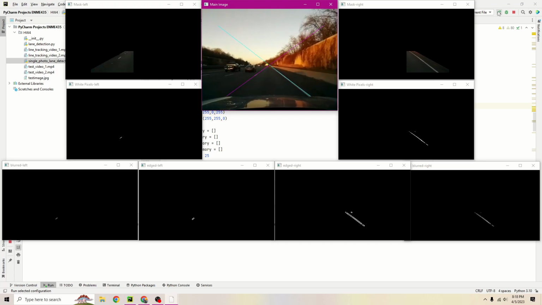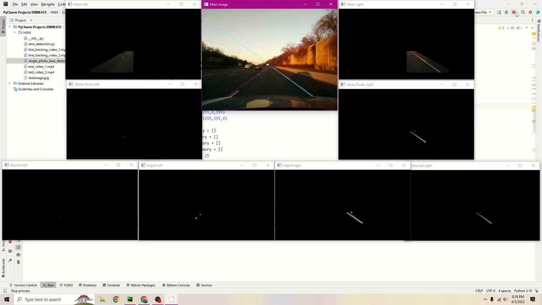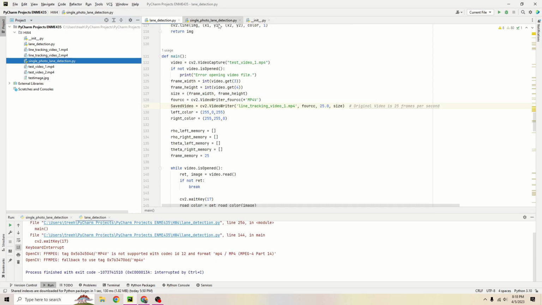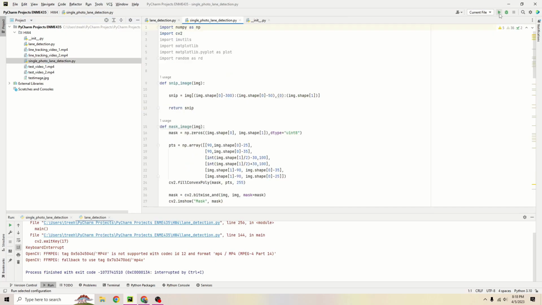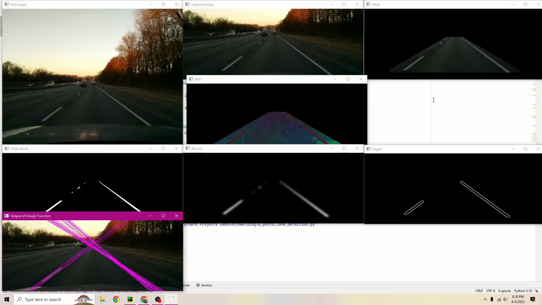To more clearly show this process, I'll now show the entire production pipeline on a singular image. Here you can see the original test image, a snippet to try and eliminate the sky, which is not needed for processing, a masking to further eliminate portions of the image that do not need to be utilized. This is conversion to HSV values. These are the white pixels which pass the upper and lower thresholds to be considered white pixels.